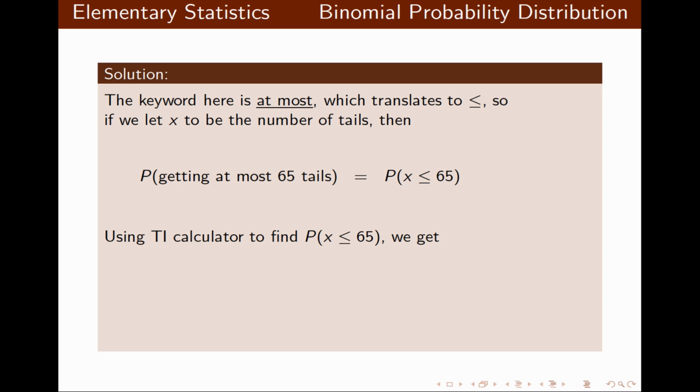Using the TI, for less than or equal to, we use binomial CDF with n, p, and x entered. And the answer is 0.8697.